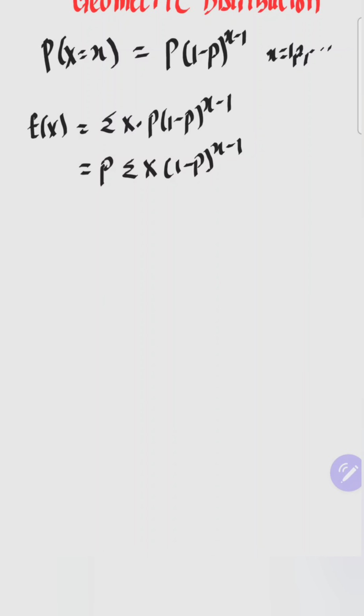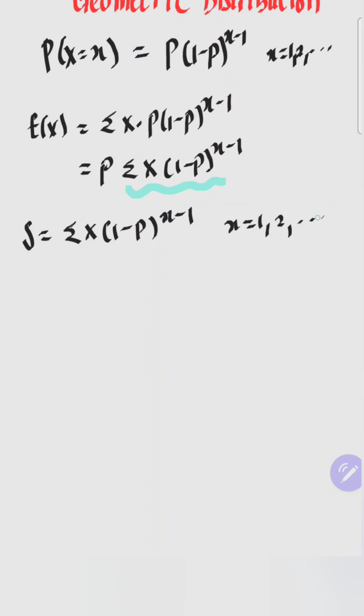Now, there's something I'm going to do. I'm going to work on this alone for now. Then I can say, let s be equal to the summation of x(1 - p)^(x-1), where x equals 1 to infinity. Now, let's plug in values of x. Don't forget my support: x equals 1 to infinity.